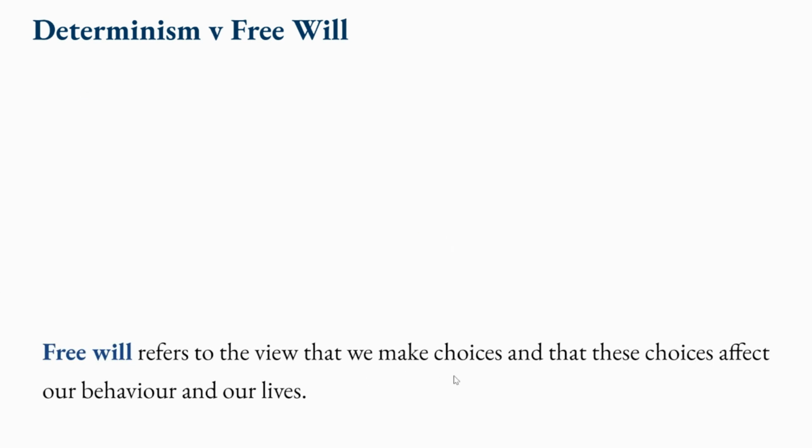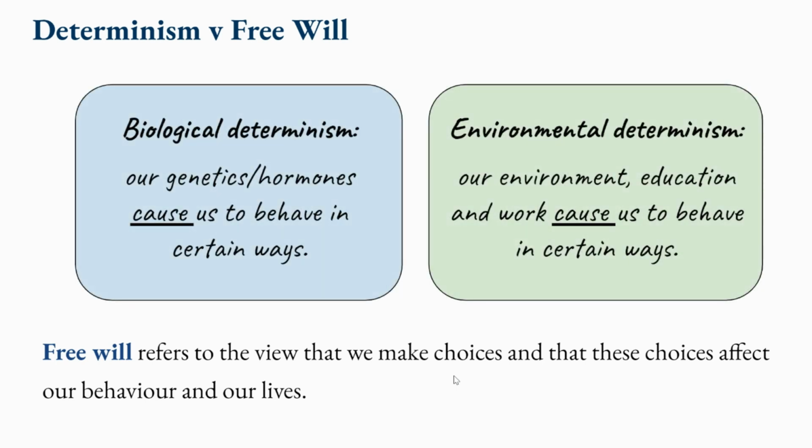Free will refers to the view that we make choices and that these choices affect our behavior and our lives. And these are just two types of determinism. Extreme biological determinism would say that genetics and hormones cause us to behave in certain ways. Environmental determinism claims that our environment causes us to behave the way we do, and only that, if you have extreme determinists. Most people who believe in determinism would meet you in the middle, though. They would accept that some things are determined, others are not.